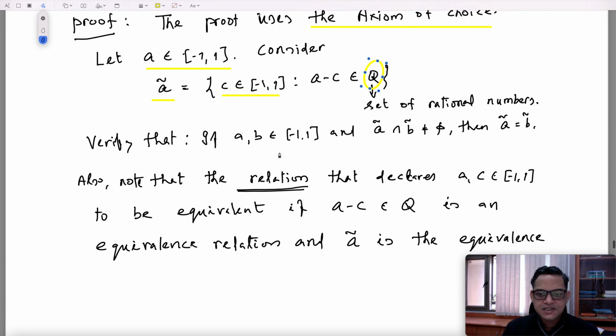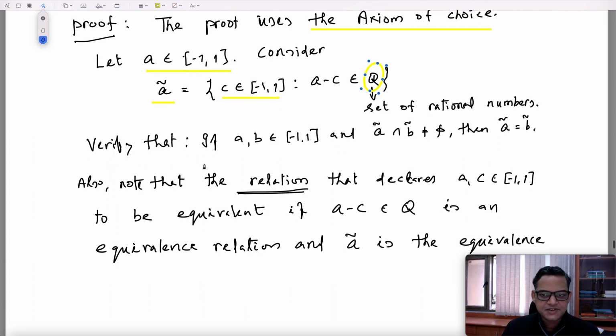Okay, so now a couple of small things which you can verify yourself: if you take two points such that a tilde and b tilde have something in common, then one should be able to see that a tilde has to be b tilde.